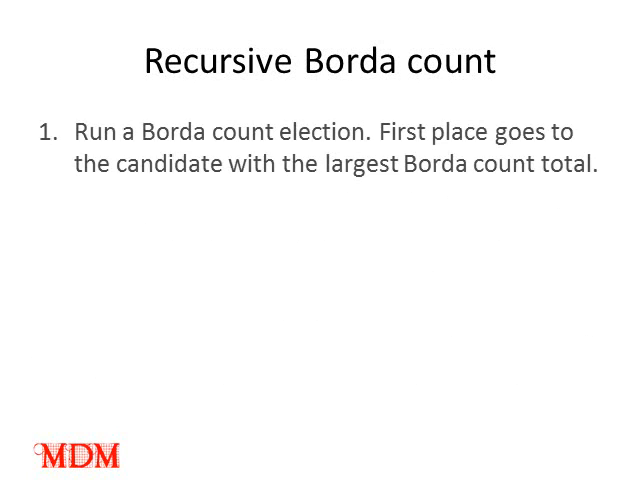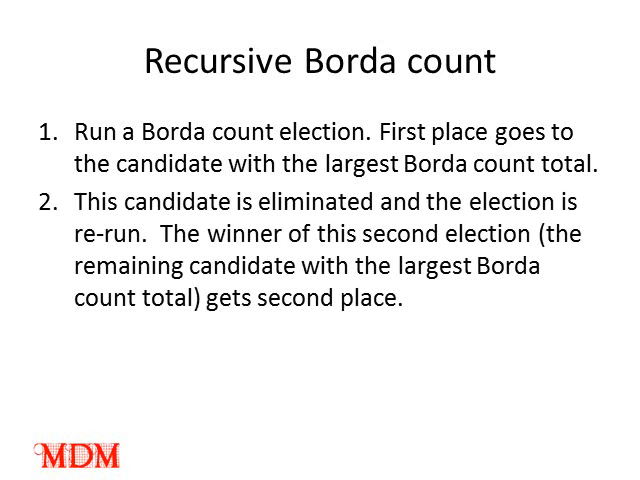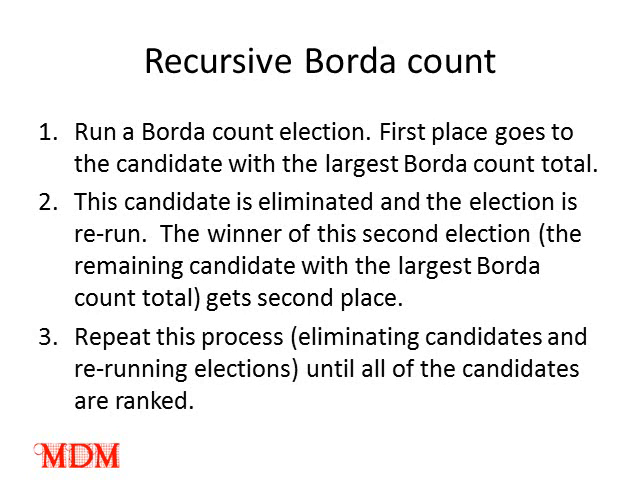For the recursive Borda count, you would run a Borda count election. First place goes to the candidate with the largest Borda count total. This candidate is eliminated and the election is rerun. The winner of this second election, the remaining candidate with the largest Borda count total, gets second place. And you repeat this process, eliminating candidates and rerunning elections until all of the candidates are ranked.